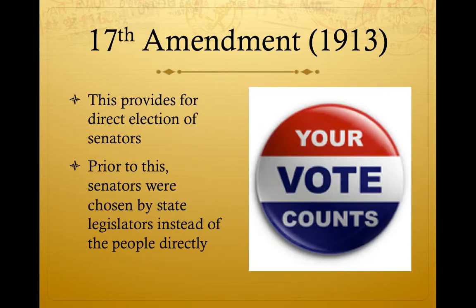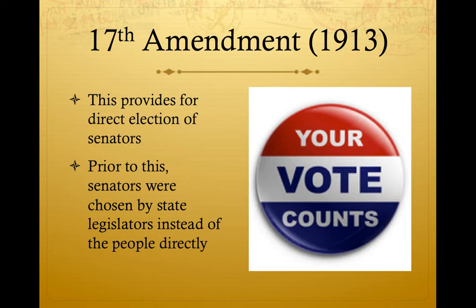The 17th Amendment provides for direct election of senators. This was also passed in 1913. Now, some of you are probably unaware of the fact that before the 17th Amendment, the federal senators were chosen by state legislatures instead of the people directly. It was believed that the people would not make wise choices about the Senate. So we left that up to our lawmakers at the state level.